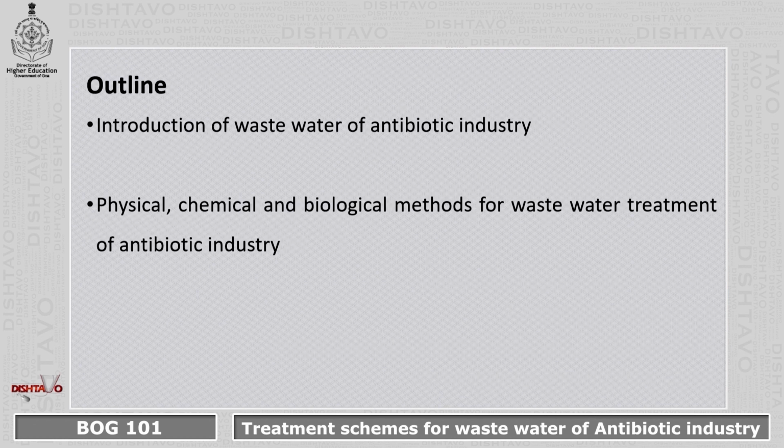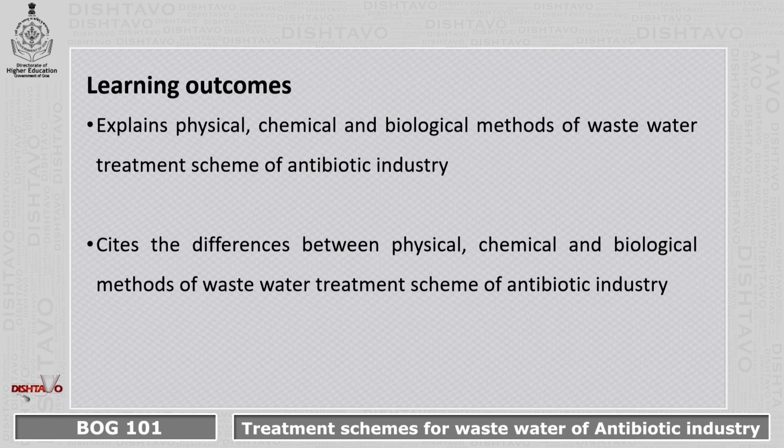These are the outlines of the module. In this module, we are going to learn about the wastewater of antibiotic industry, and physical, chemical and biological methods for wastewater treatment of antibiotic industry. These are the learning outcomes of the module. At the end of the module, you will be able to explain physical, chemical and biological methods of wastewater treatment scheme of antibiotic industry, and also cite the differences between physical, chemical and biological methods of wastewater treatment scheme of antibiotic industry.